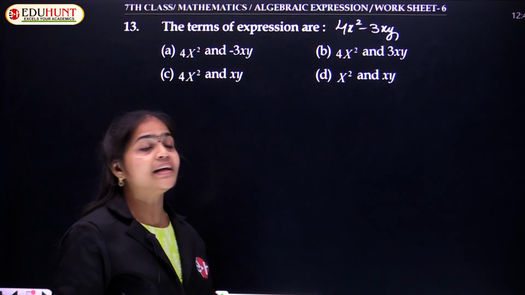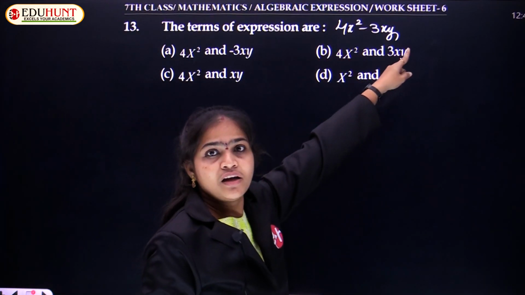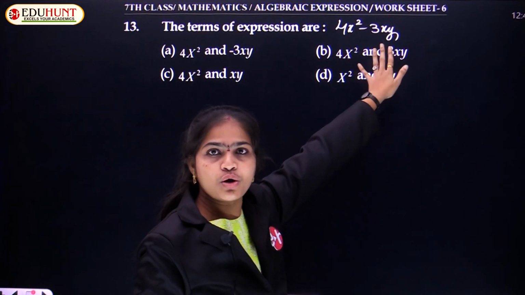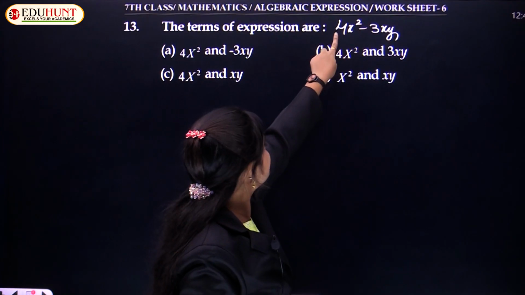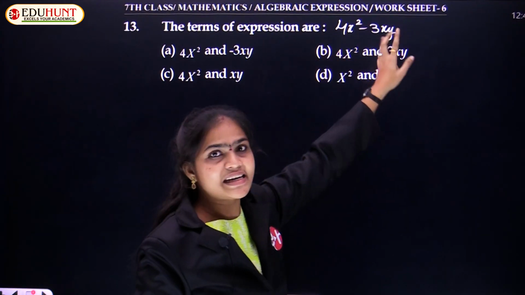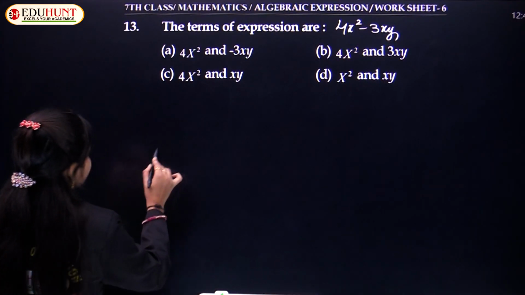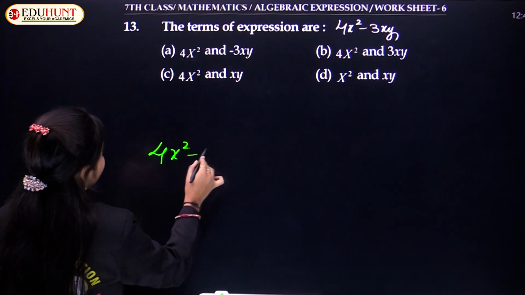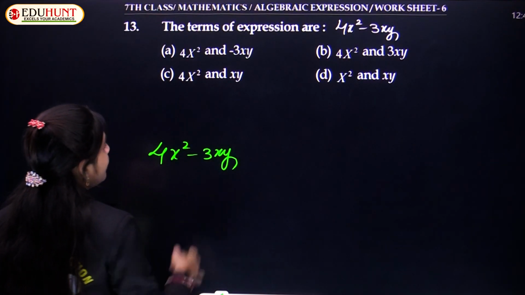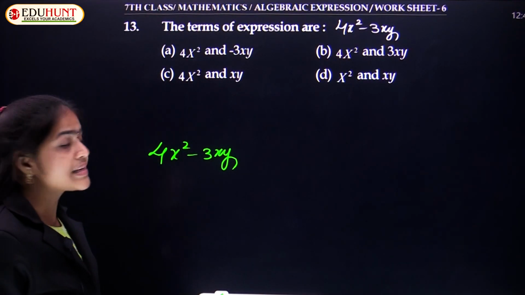Okay, yes, the 13th one, the terms of the expression. Actually, in your material this expression was missed. In your material this expression is not given. So just write that expression as 4x square minus 3xy. Okay, what is that expression? 4x square minus 3xy.